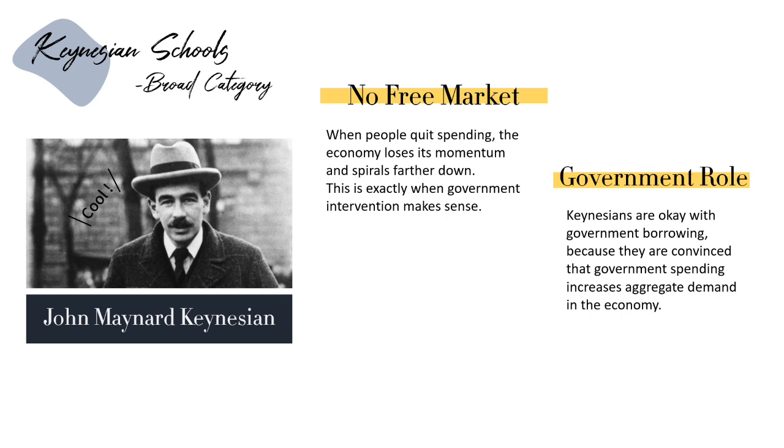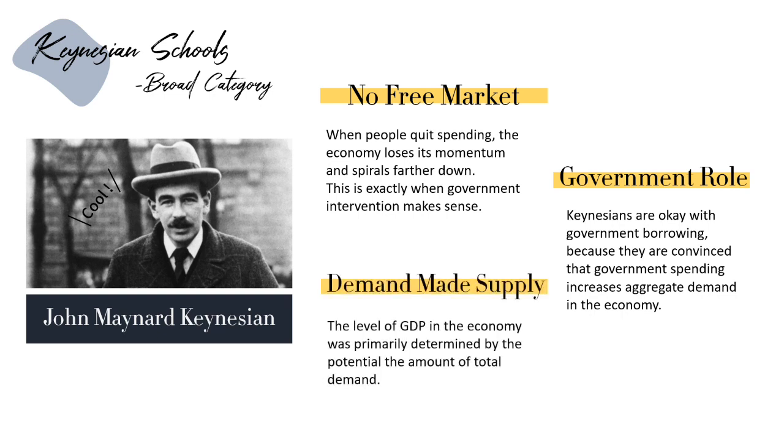And then we have demand makes supply. Keynesian schools argue the economy often produces less than its full potential, not because it was technically impossible to produce more with existing workers and machines, but because of a lack of demand in the economy.